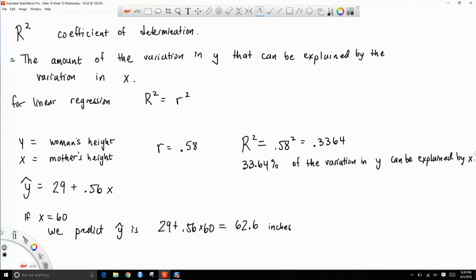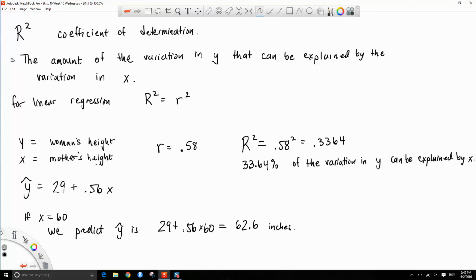And so what this says is that about 33.64% of how tall someone ends up being, rather than just saying everyone's different and some people end up tall and some people end up short, we can say, according to this information, about 33.64% of that can be explained by the mother's height. So if we know how tall the mother is, we can explain about 33.64% of this variation.